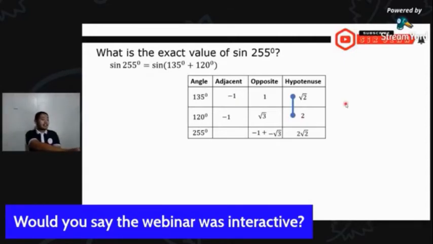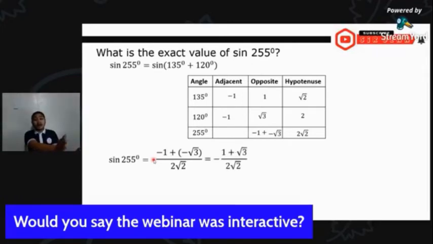Now, let us identify the value of sine 255. Sine 255 is equivalent to opposite over hypotenuse. So in that case, that would be -1 plus negative square root of 3 all over 2 square root of 2. In our numerator, we can factor out the negative sign, so we can factor out -1. So this one will become -1 times the quantity 1 plus square root of 3, all over 2 square root of 2.